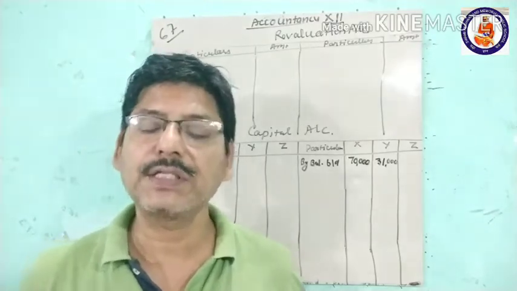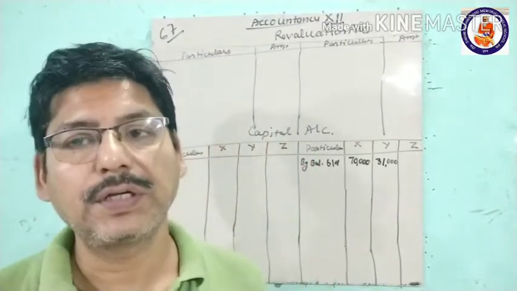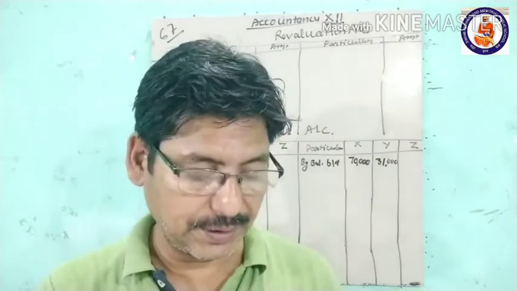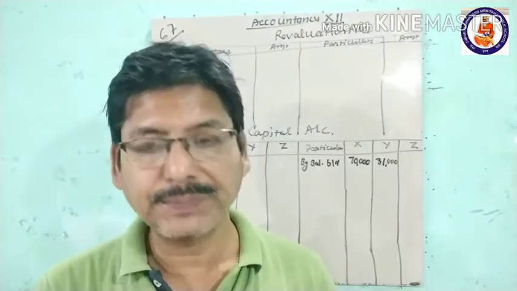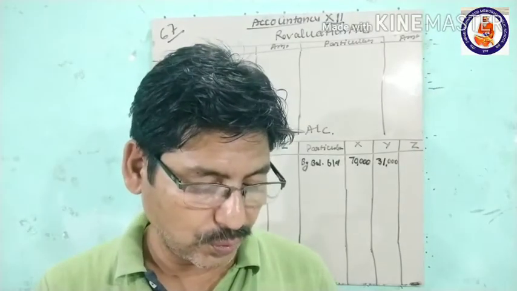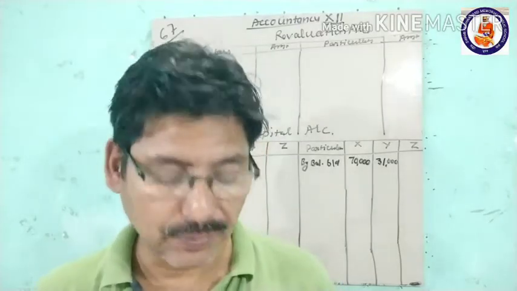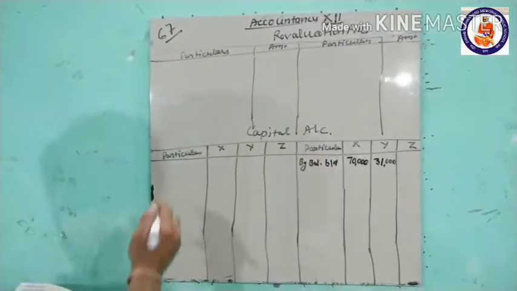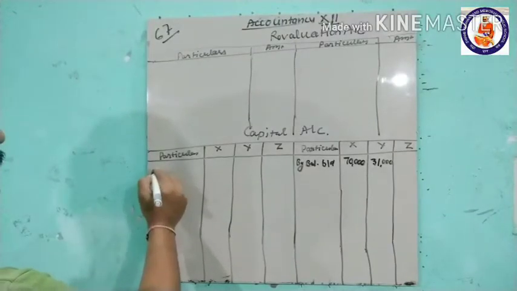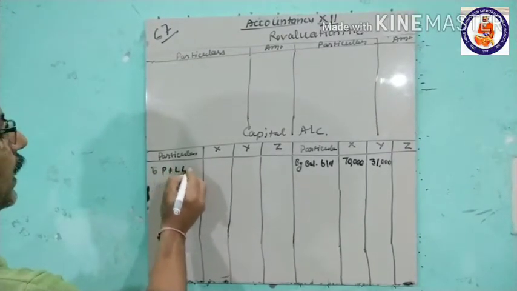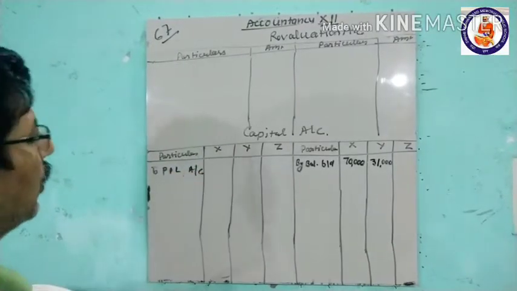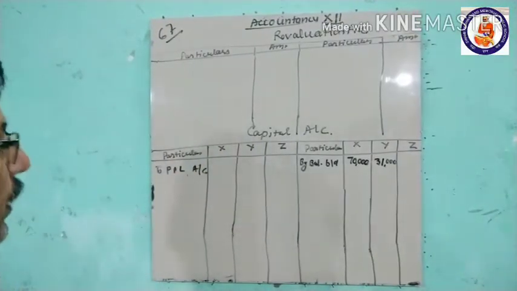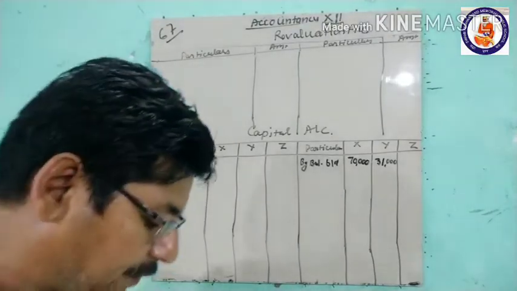This profit and loss, that is the loss of the firm that is kept here. So it will be distributed among partners in their old profit sharing ratio. So what should be the journal entry? X's capital account debit, Y's capital account debit, to P&L account. So their capital accounts will be debited. So how much amount? This is 2,400. It should be divided in 5:3.